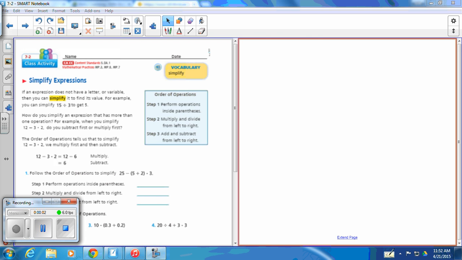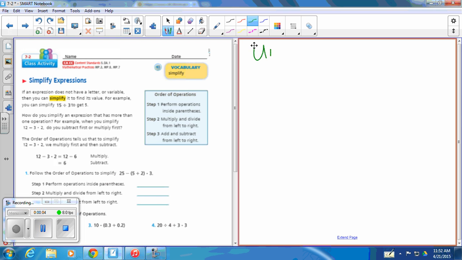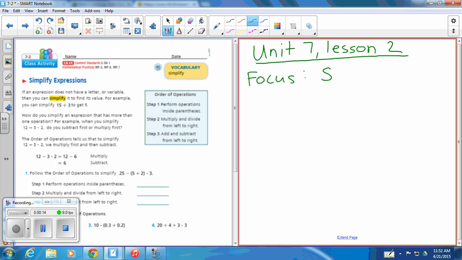Okay, so here we are today with Unit 7, Lesson 2. Today our focus is to simplify numerical expressions. So we want to make sure we understand what it is that means. Simplify numerical expressions.